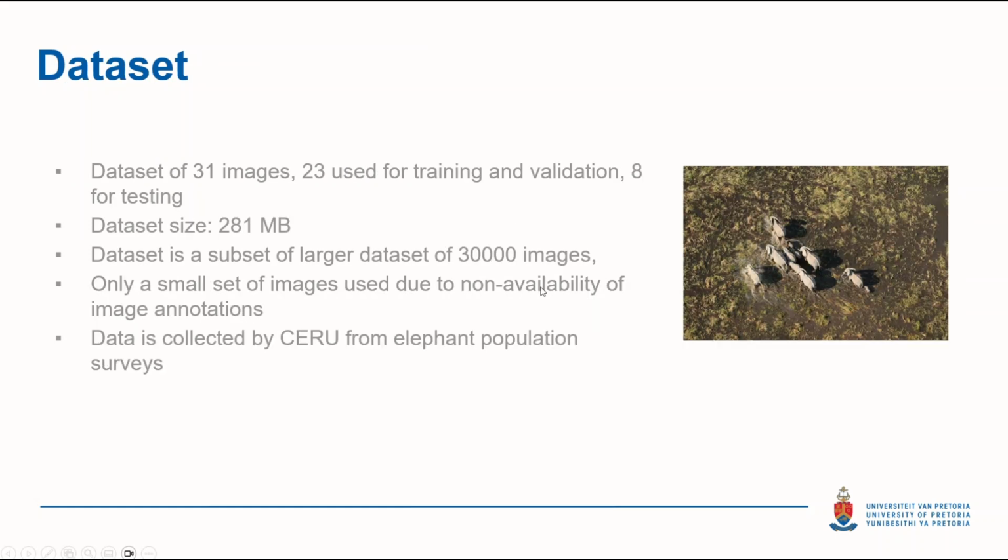The dataset that was used consists of 31 images. 23 were used as input into the model for training the model, and 8 were used as unseen data for testing the model. The size of the dataset is 281 megabytes, and this dataset is part of a larger dataset of 30,000 images, and only a small subset of this larger dataset was used due to non-availability of image annotations. And this data is collected by CERU from their elephant population surveys.